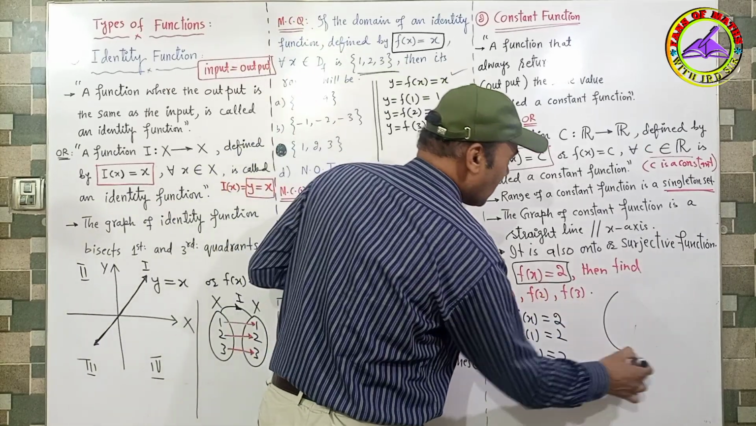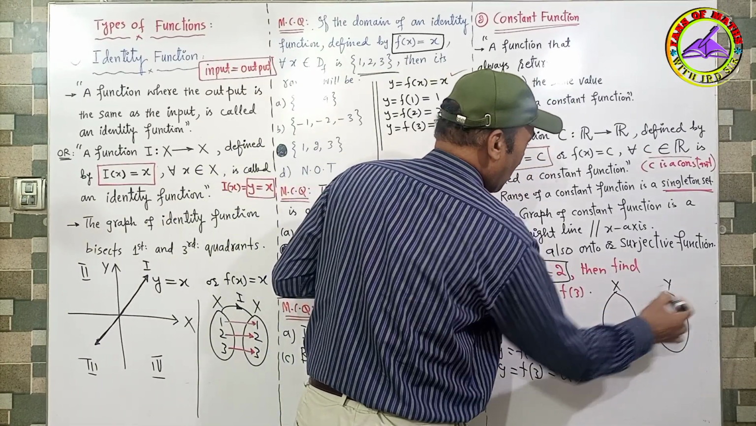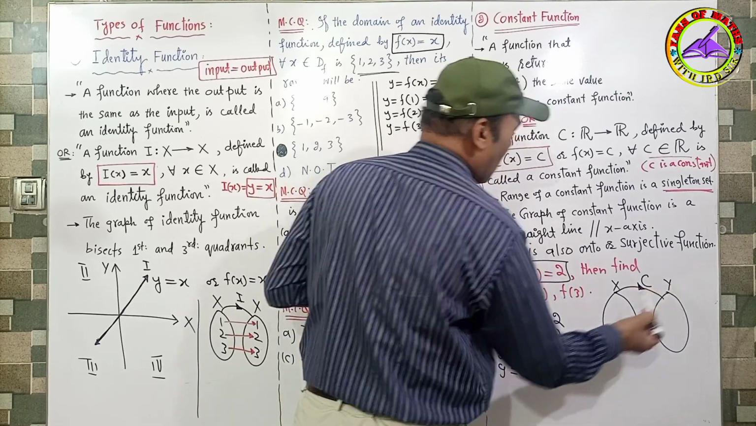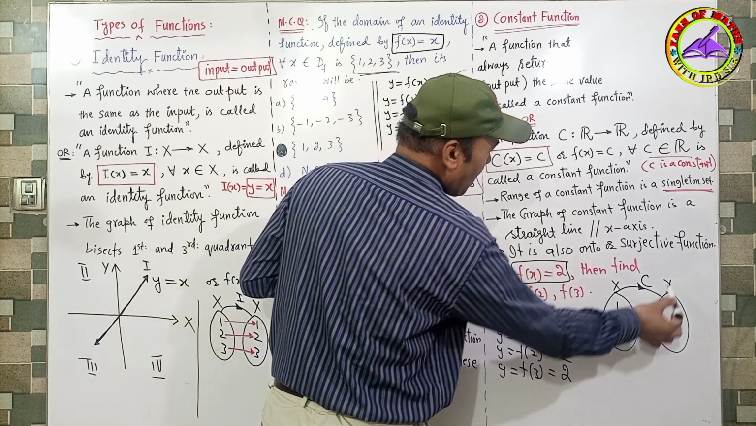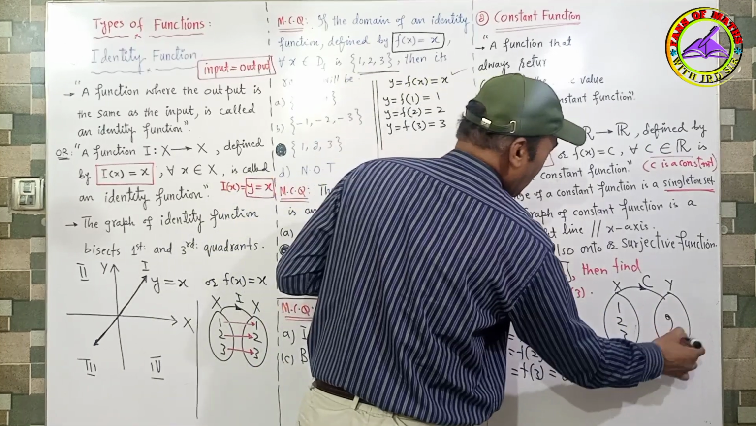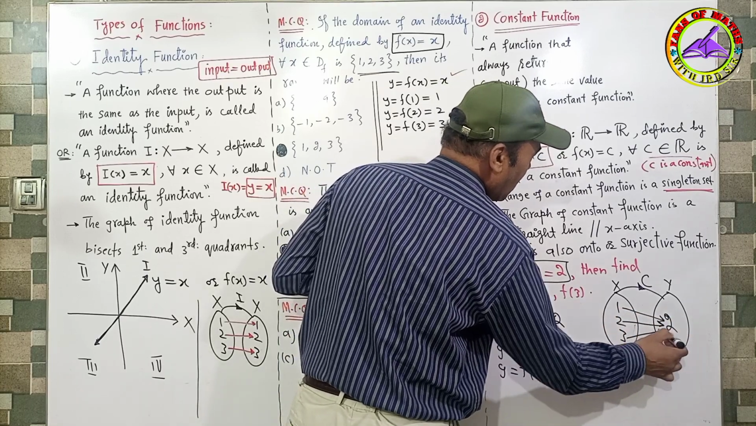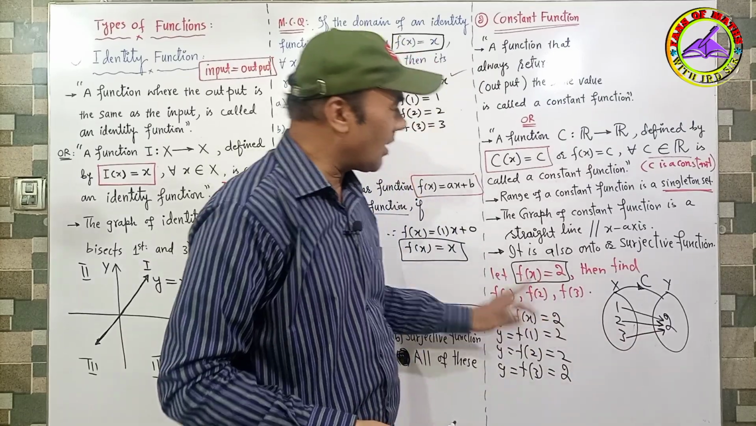If you want to show it in the arrow diagram, so there is x and suppose it is y. The function c is a constant function from x to y. The elements of set x are 1, 2, 3. We take 1, 2, 3. But the element of y is only 2. So the image of 1 is 2, the image of 2 is 2, the image of 3 is 2. So this is called constant function. बेटा ये हमारा constant function हो गया.